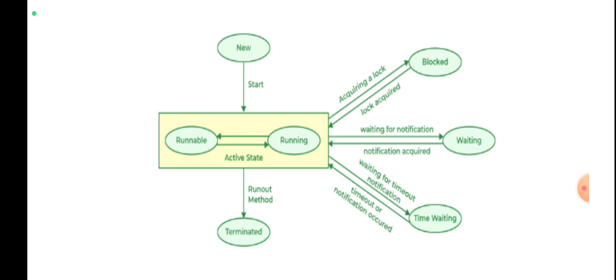So in this runnable and running stage, there are various things, that is blocked, waiting, and time waiting. In the blocked state, we will be acquiring a lock or the lock will be released. In waiting state, waiting for notification, and notification will be acknowledged and acquired. In time waiting stage, waiting for timeout, and timeout or notification occurred.